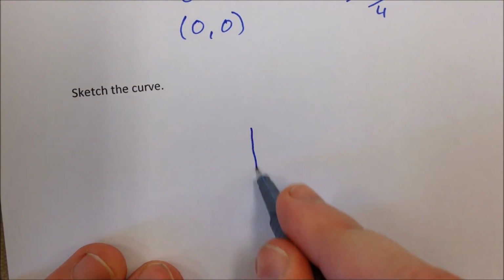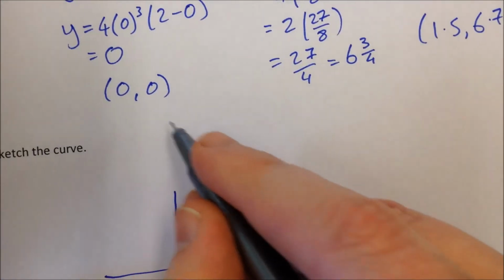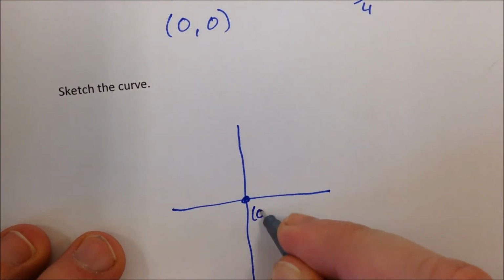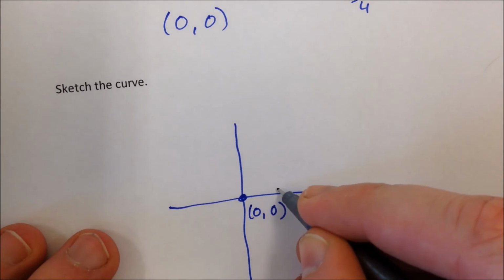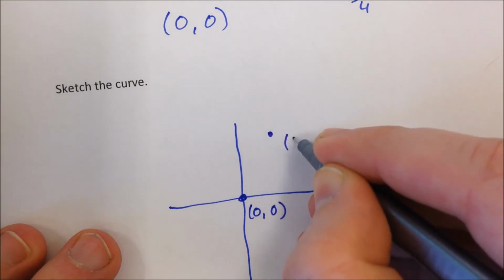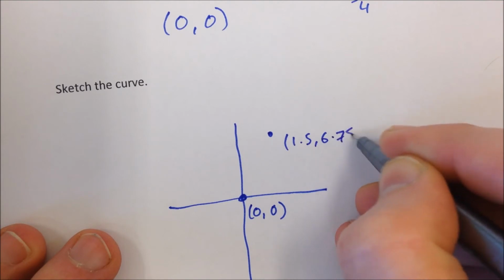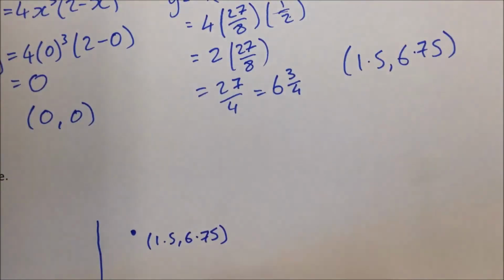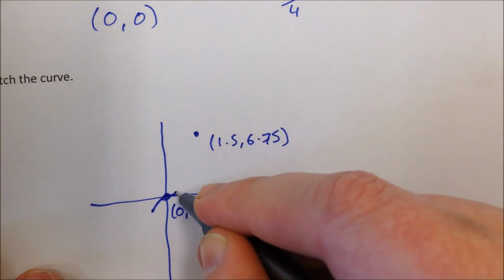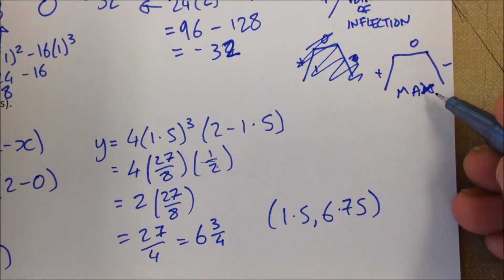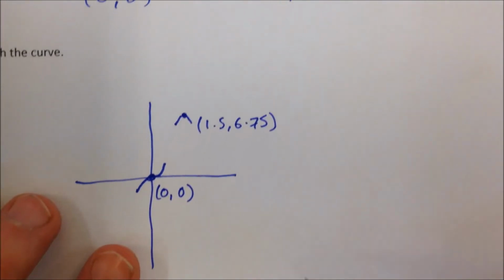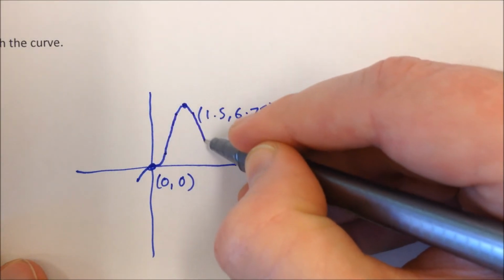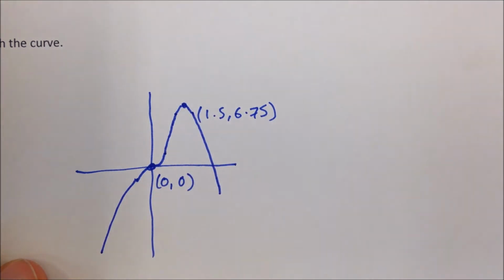Okay, sketch the curve. Okay, so our points are 0, 0 and 1.5, 6.75. So the 0, 0 is the left-hand one, that's your point of inflection. So let's draw a little bit of that in, like that. And the right-hand one is your maximum, so that is going to be like that. Just drawing a little bit of that in there. So your graph is going to go like that.